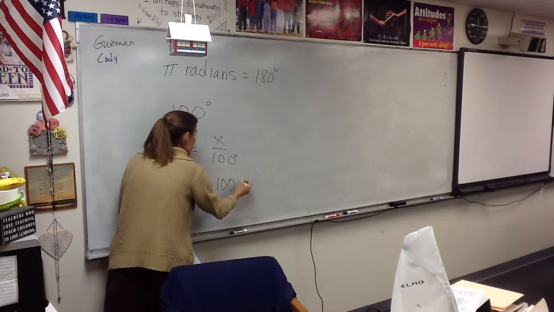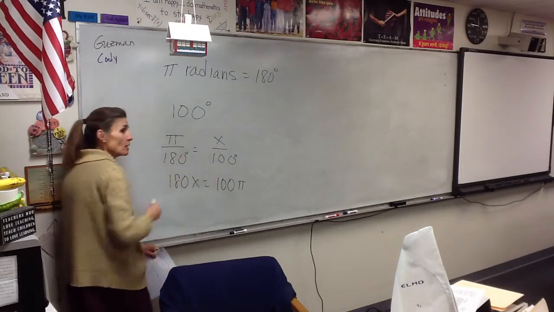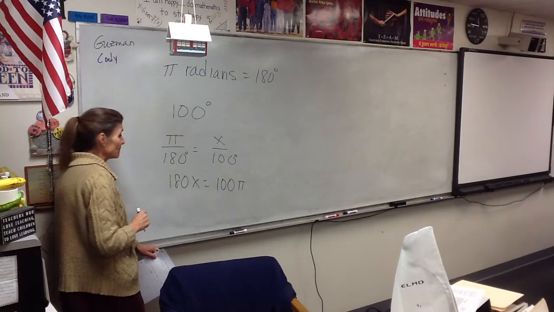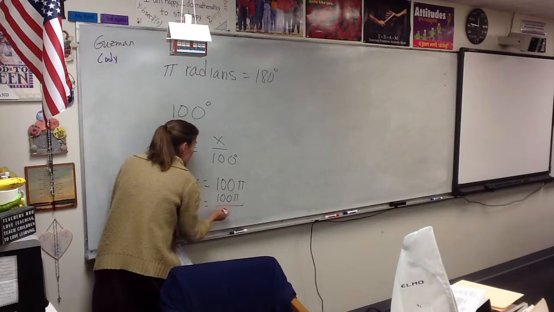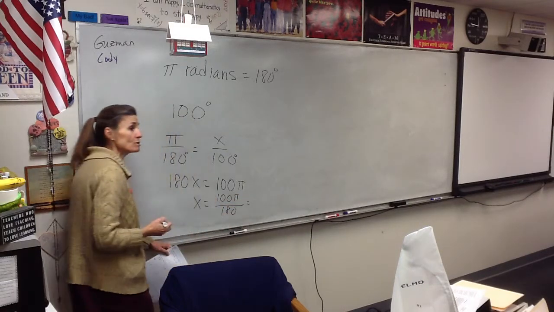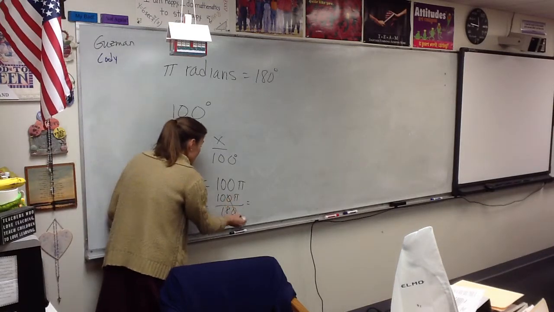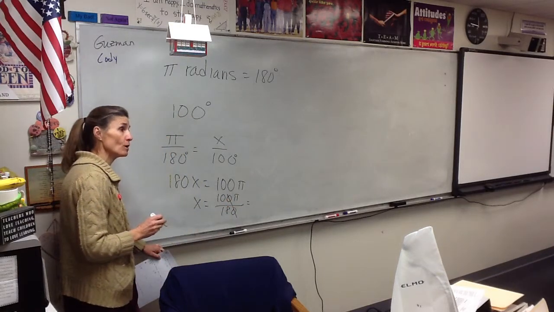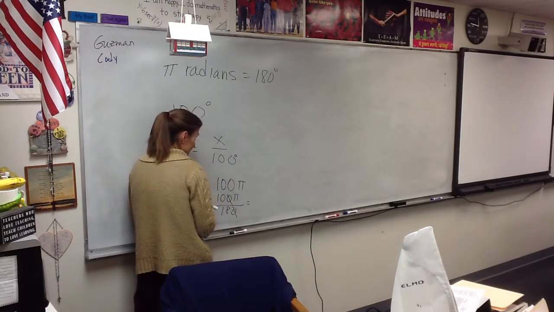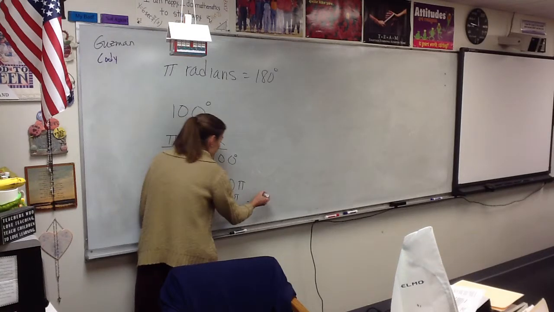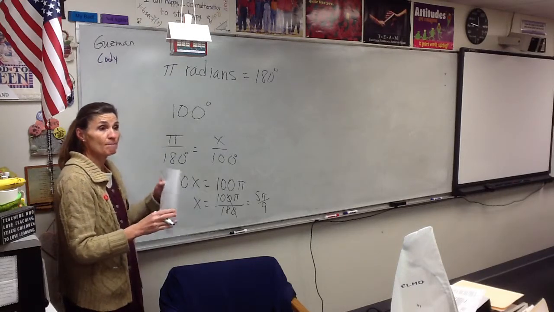180x equals 100 pi. You cross multiply a million times in your life. That's all there is to this. And then I'll just divide by 180. So x equals 100 pi over 180. Now I need to reduce that. I can cancel the zeros, and then I'm down to 10 over 18, and 10 over 18 reduces to 5 pi over 9. So the answer to the first question is 5 pi over 9.